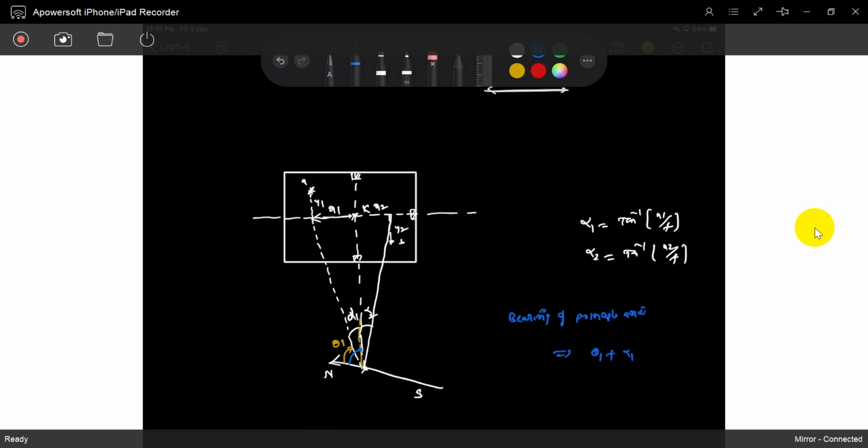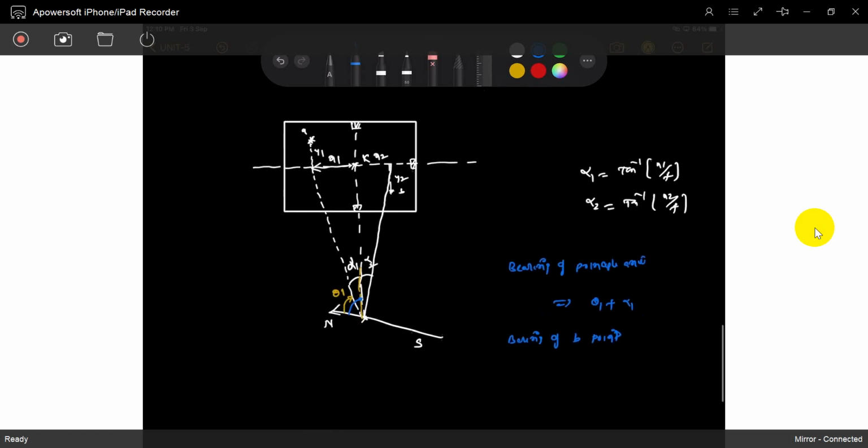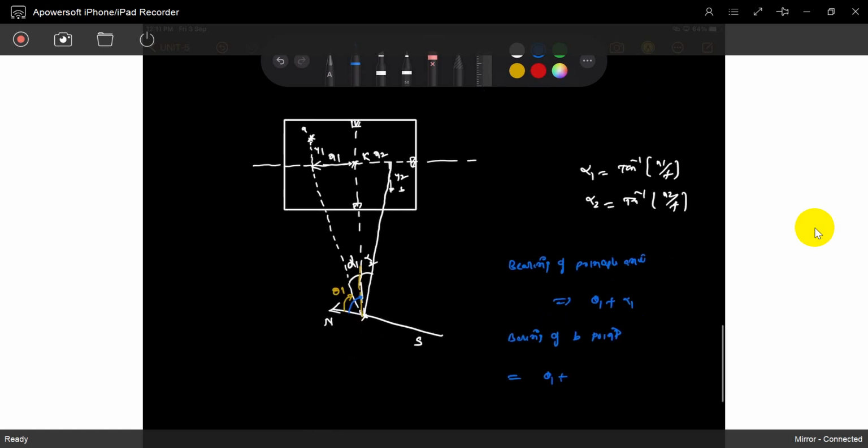That's it. What is the bearing of B? Bearing of B point is what? Theta 1 plus alpha 1 plus alpha 2, because you already know this is the bearing. So those are the called bearings.